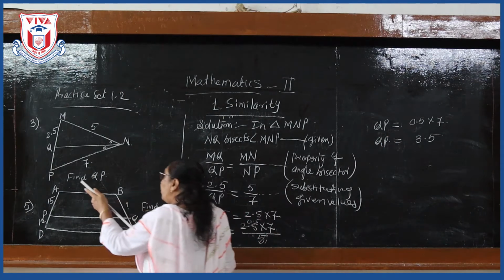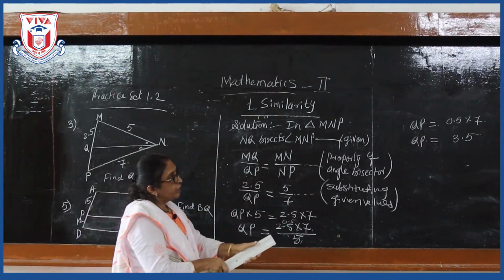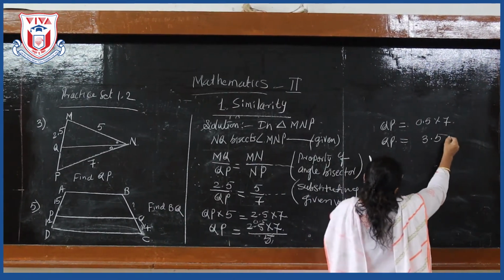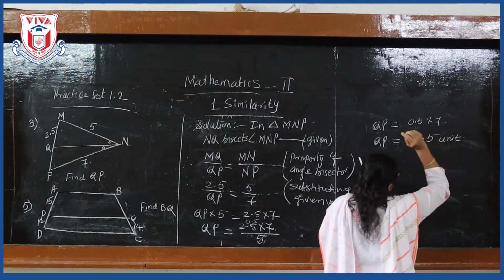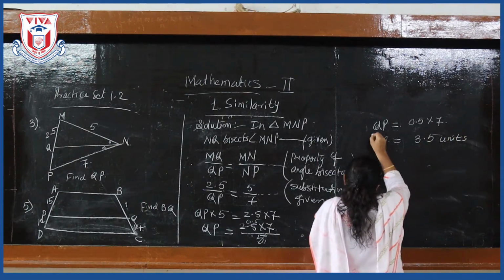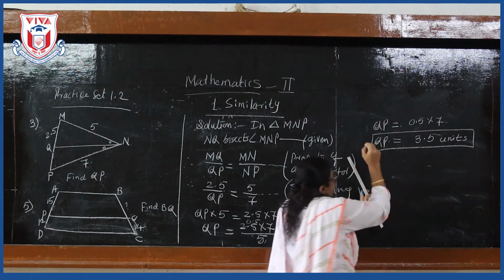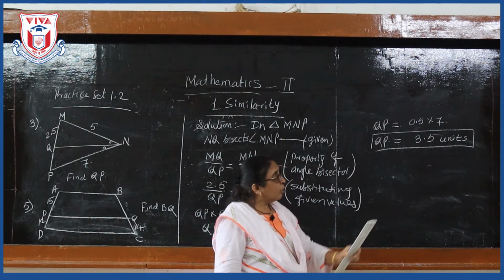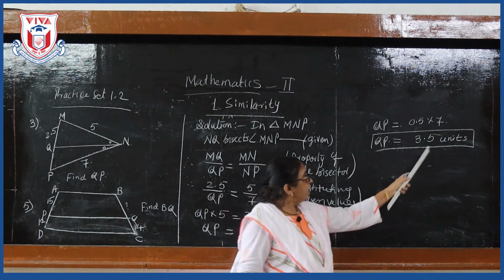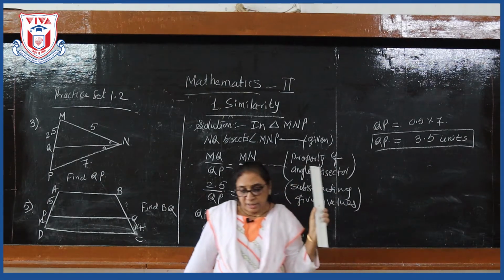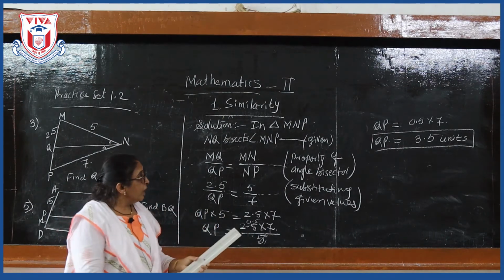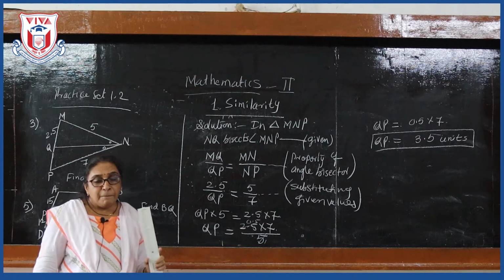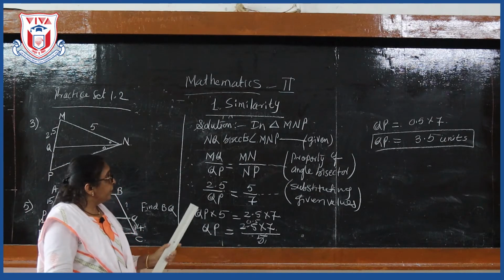So we get QP is equal to 3.5. As the units are not given, you can write just units. If the units are given in centimeter or meter, you can write the same units. But when units are not given, you have to just write the length in units. That is the final answer. So this is about the application of angle bisector property.